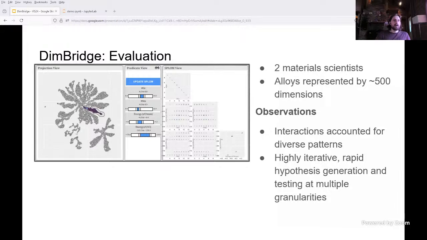We evaluated DimBridge with the help of 2 collaborators in the material science domain, whose goal was to understand alloys represented by around 500 dimensions. They praised the flexibility of DimBridge and the interactions, being able to identify patterns, as well as the quick responsiveness in being able to quickly explain those patterns. So we found that these 2 features facilitated a workflow that was highly iterative. We saw our collaborators rapidly generating and testing hypotheses using DimBridge.